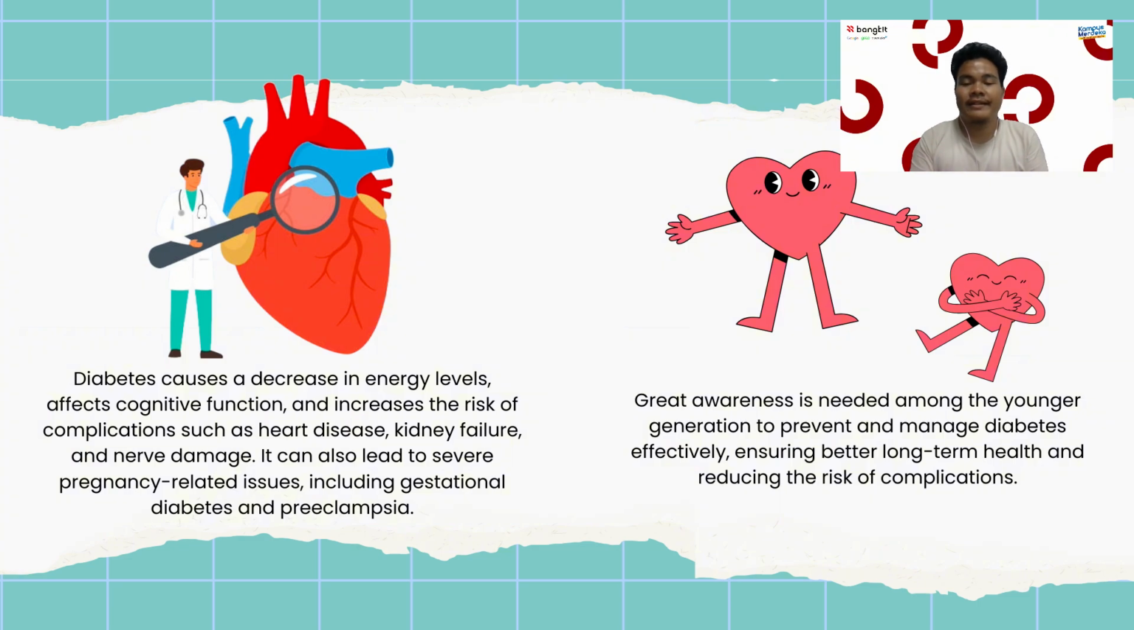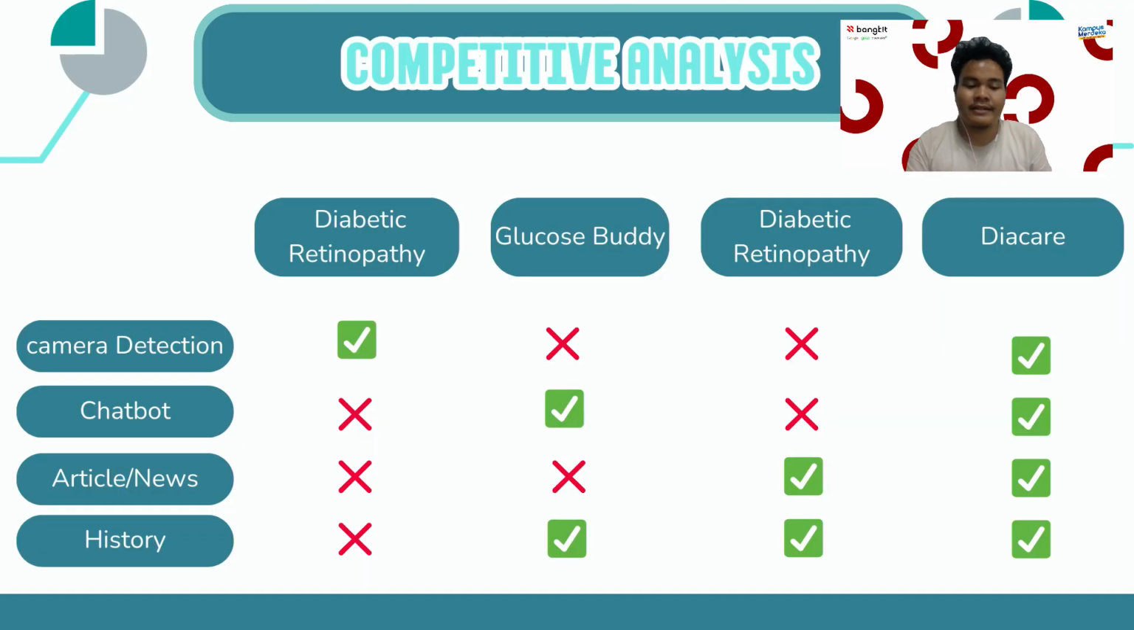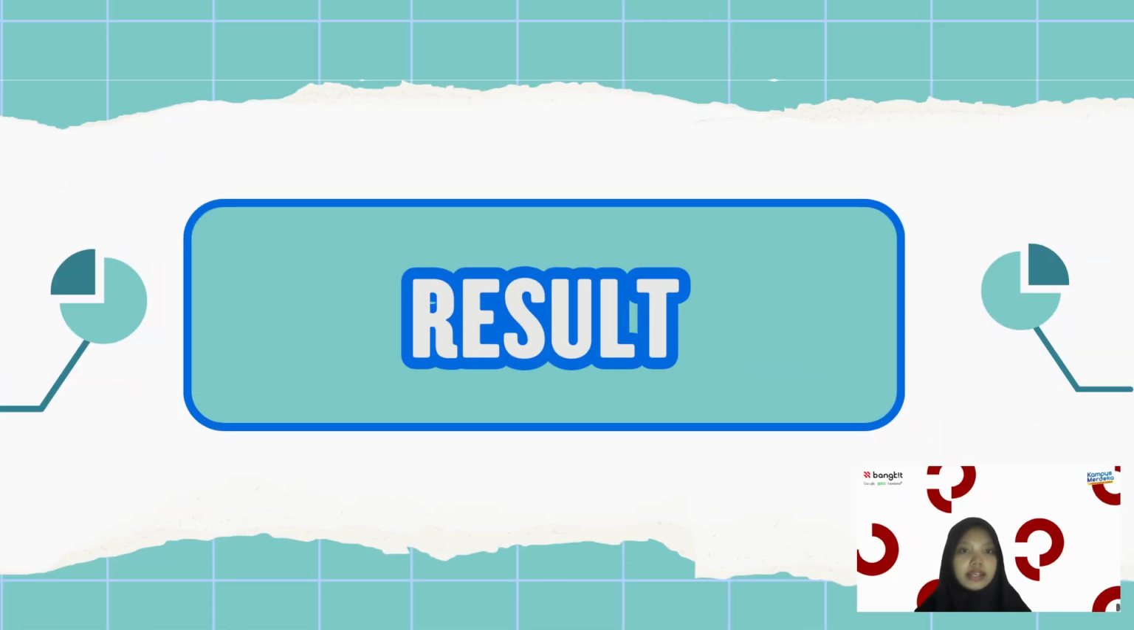such as heart disease, kidney failure, and nerve damage. It can also lead to severe pregnancy-related issues, including gestational diabetes and preeclampsia. Great awareness is needed among the younger generation to prevent and manage diabetes effectively, ensuring better long-term health and reducing the risk of complications. Compared to other similar apps, DiaCare has more features, from camera detection, chatbot, history, and even articles.